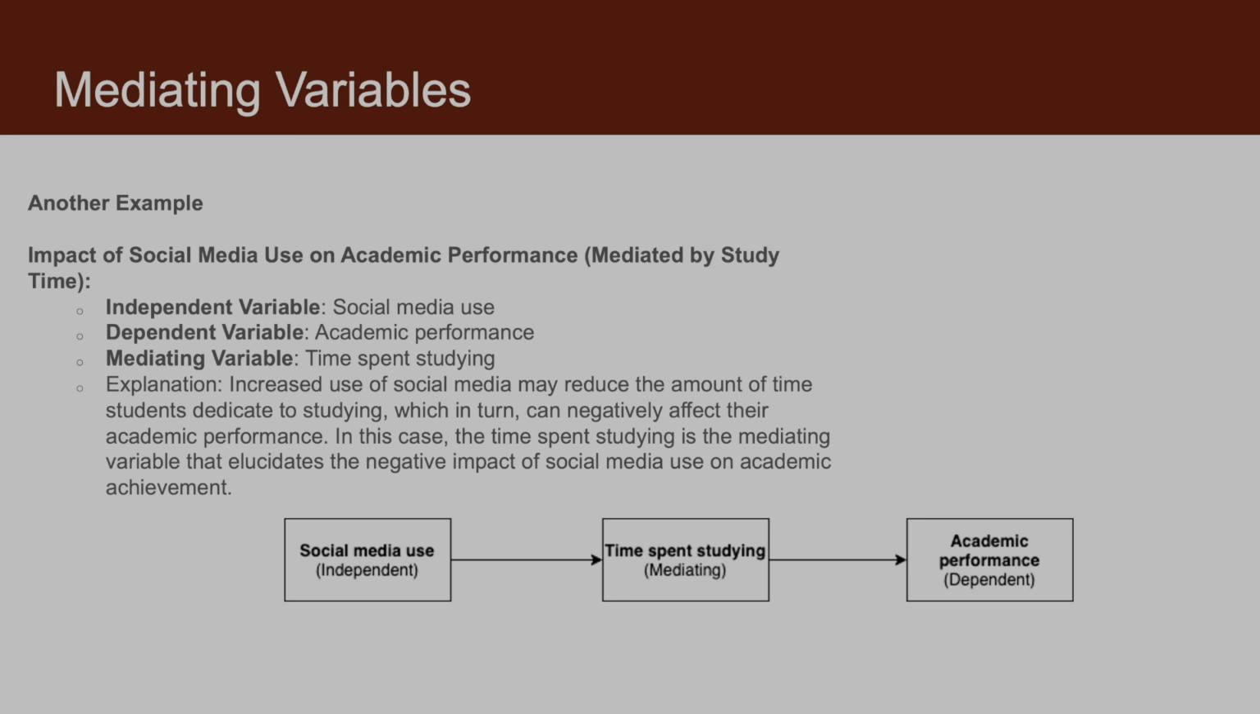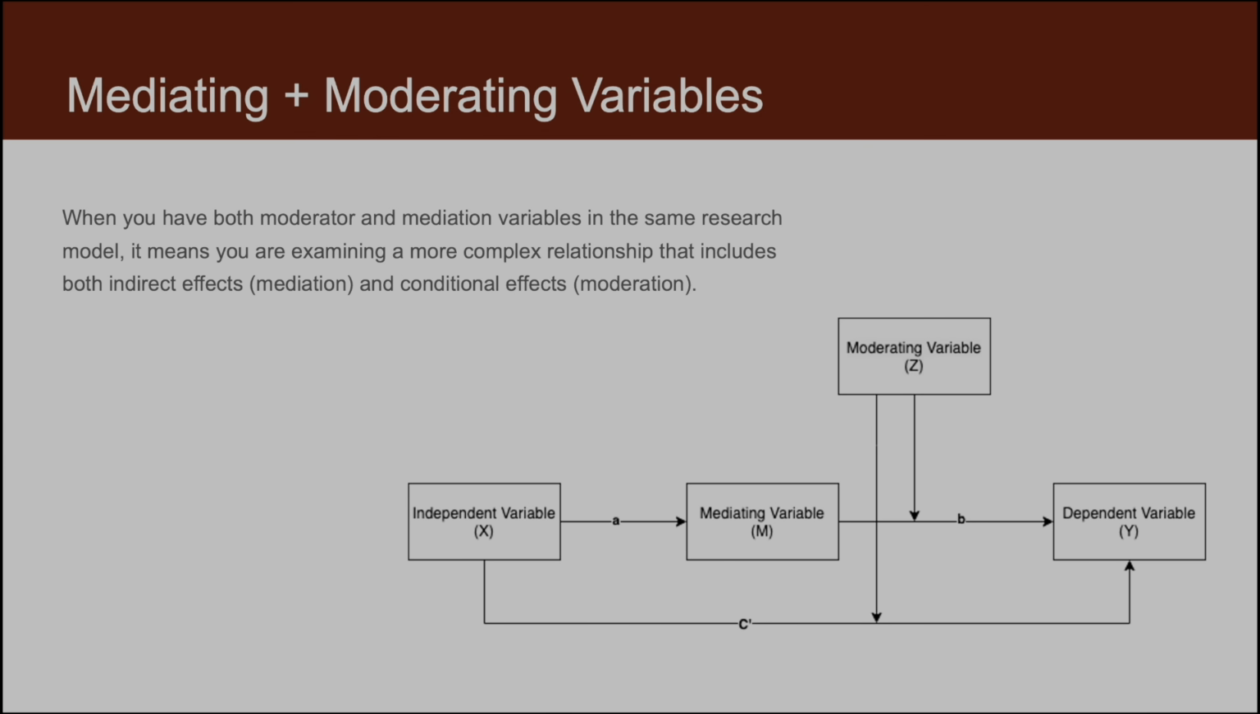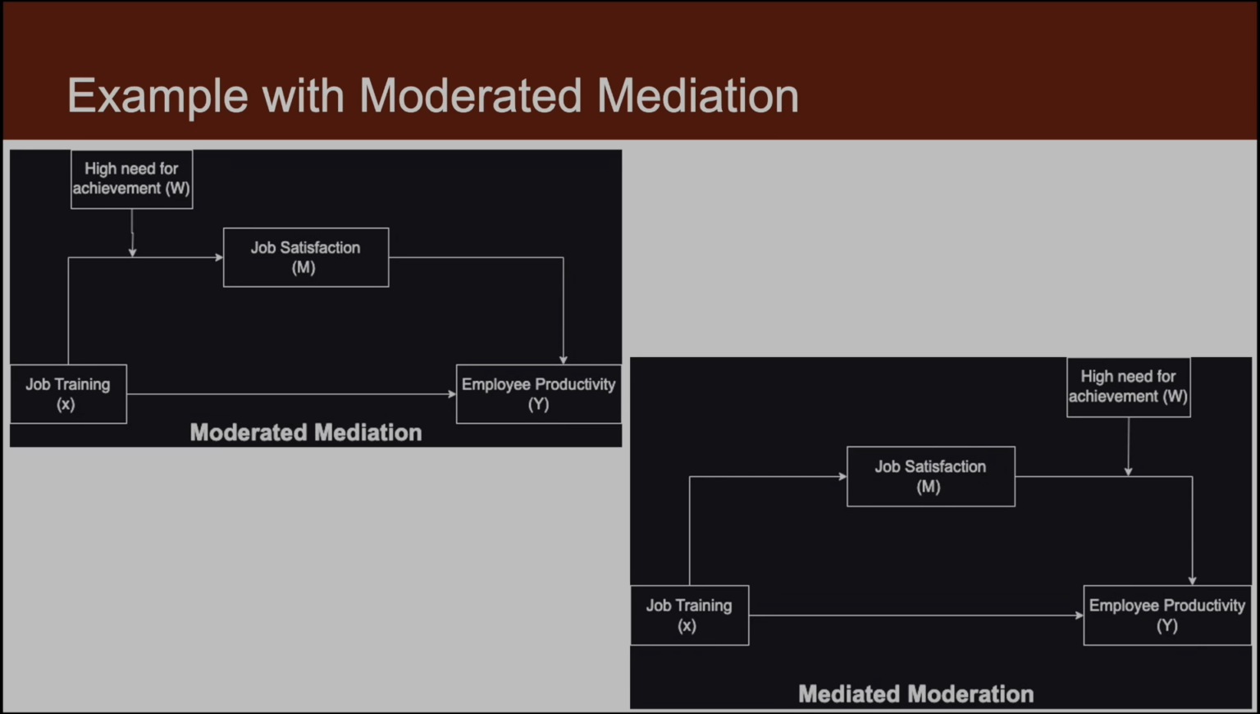on academic achievements. When you have both moderator and mediation variables in the same research model, it means you are examining a more complex relationship that includes both indirect effects, mediation, and conditional effects, moderation. This diagram shows a basic research model having both moderator and mediation variables together. So in a research model, we might have moderated mediation or mediated moderation.